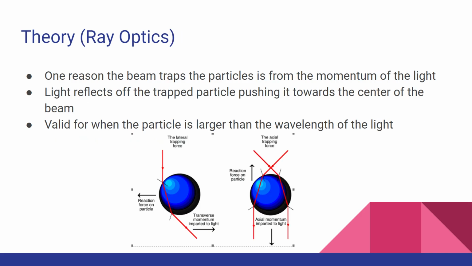There are two explanations for this. The first one being ray optics. The first thing you need to understand is that there is momentum associated with the beam of light. And when the beam of light is shot onto a particle, it creates a force on the particle towards the center of the beam, as you can see here in the first photograph. And when it is shot directly onto the particle, it'll also lift it upwards towards the beam to create a three-dimensional trap. This theory is only valid for when the particle is larger than the wavelength of the beam you're using on the particle.